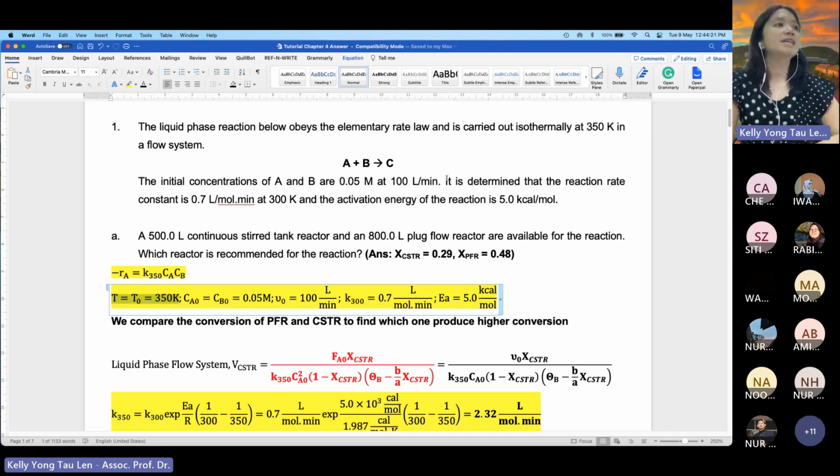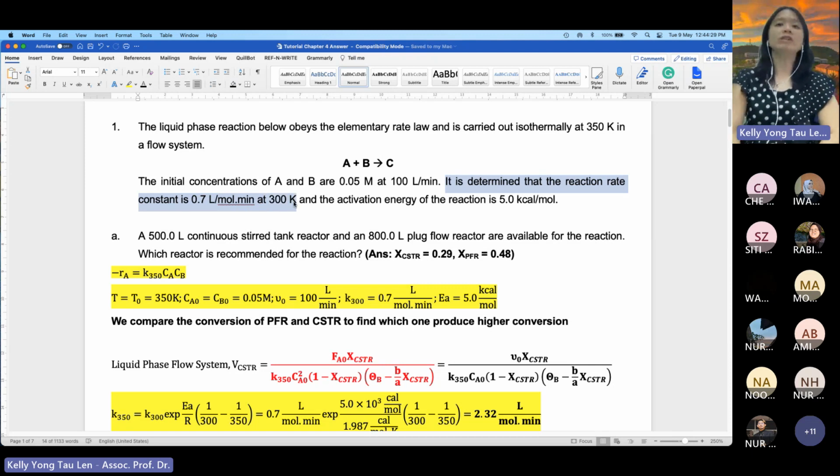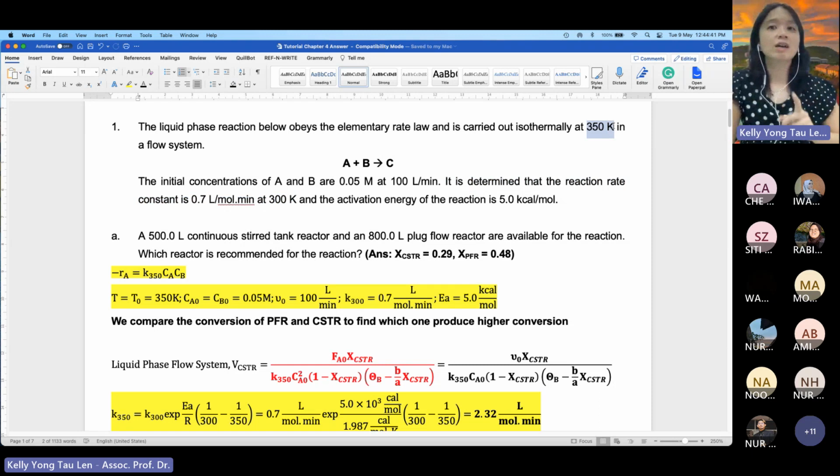Then dia kata, determine that the reaction rate constant, k, is 0.7 at 300 Kelvin. So they do give us the value of k, but the k is at 300 Kelvin. So don't forget, the reaction temperature in our case is at 350. So therefore, k yang kita gunakan adalah mesti k at 350.